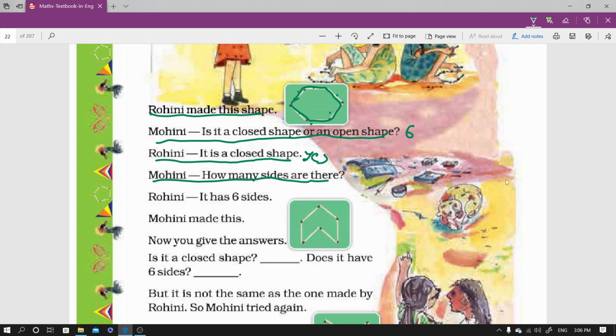Mohini made this. Now you give the answer. It is a closed shape. Does it have 6 sides? Let us count, children: 1 2 3 4 5 6. Does it have 6 sides? Oh yes.